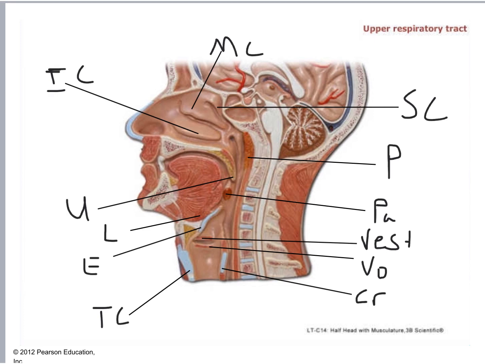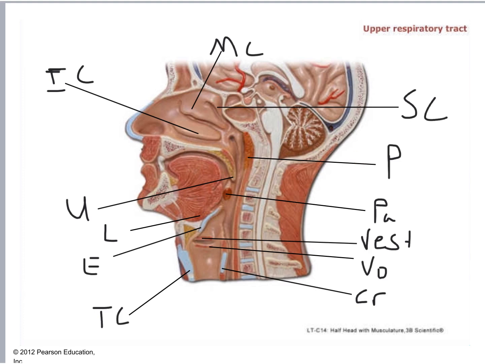All right, I'm going to switch to the pointer. So again, we're going to start right down here. This is the thyroid cartilage. The next line, this is the epiglottis. The next line is pointing to the lingual tonsils. This line is pointing to the uvula, which is right here. This line is pointing to the inferior concha. This line is pointing to the middle concha. This line is pointing to the superior concha.